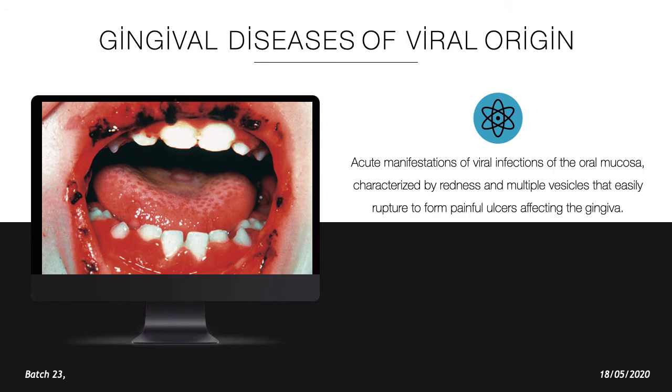Next is gingival diseases of viral origin. What are all the acute gingival diseases you can see due to viral origin? We already saw in gingival diseases in childhood the primary herpetic gingivostomatitis, which is caused by the herpes simplex virus. So the gingival diseases of viral origin, most commonly the primary herpetic gingivostomatitis and recurrent herpes disease. So acute manifestations of viral infections of the oral cavity are characterized by redness and multiple vesicles that easily rupture to form painful ulcers affecting the gingiva.